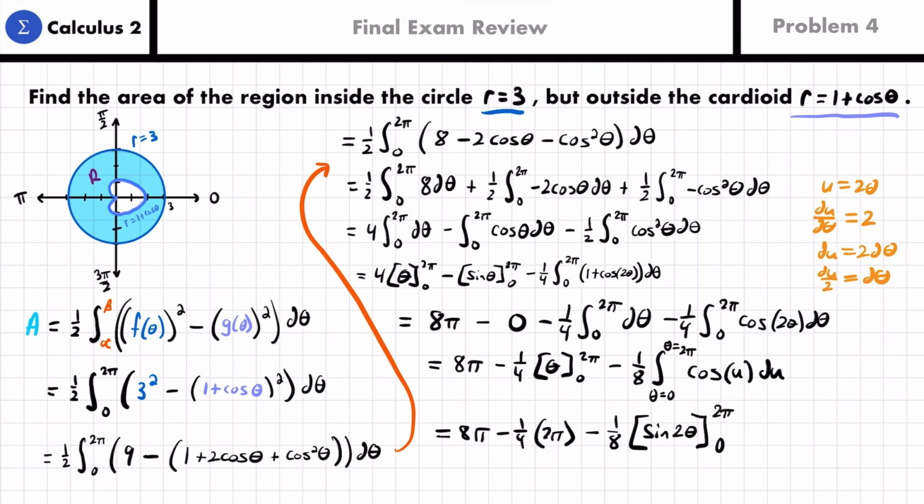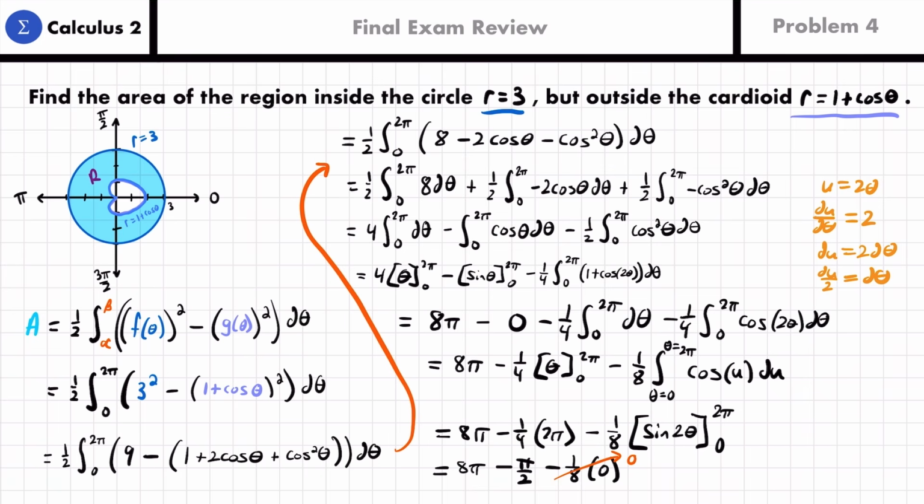All right, and so we're almost done. This is going to simplify pretty nicely. 1/4 times 2 pi is pi divided by 2, so this is equal to 8 pi minus pi divided by 2, minus 1/8 times sine of 2 theta evaluated at 2 pi minus the evaluation at 0. But sine of 2 theta evaluated at 2 pi will be sine of 4 pi, and sine of 4 pi is 0, and sine 2 theta of 0 will be sine of 0, which is also 0. So you're just going to get 0 for this term, which means you have negative 1/8 times 0, and that whole term just becomes 0.